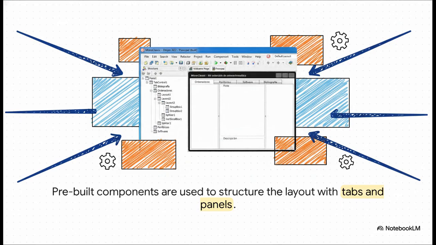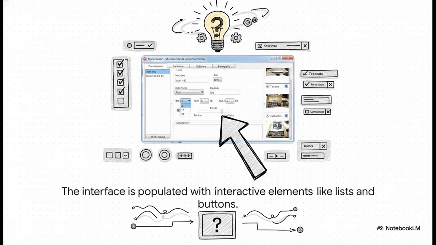Using those pre-built components we just talked about, they can quickly lay out things like tabs and panels to organize the space. It's almost like putting up the digital framing of a house. In this example, it looks like a catalog for vintage computers, and you can already see a pretty complex layout taking shape. And here it is, the final visual blueprint. The interface is now filled out with all the interactive bits and pieces, lists, buttons, image viewers, you name it.